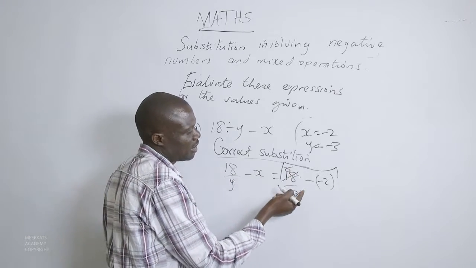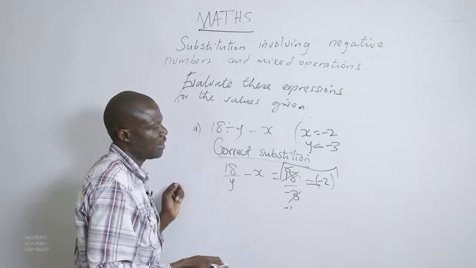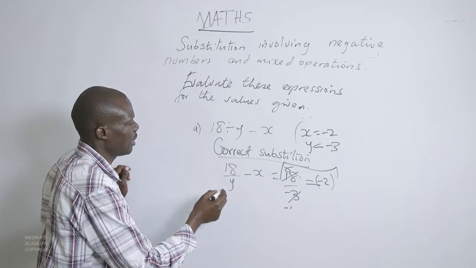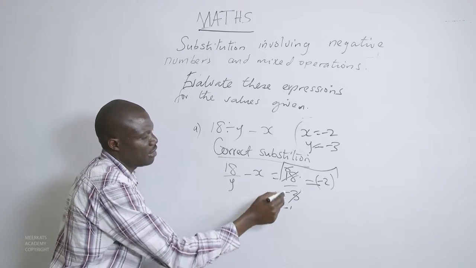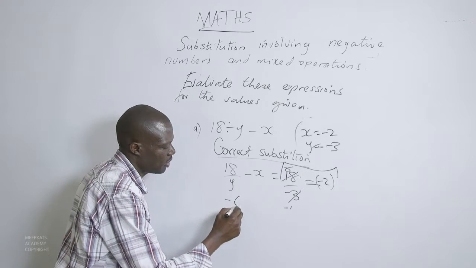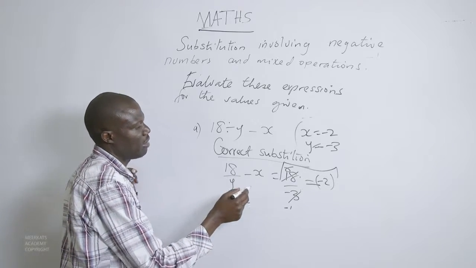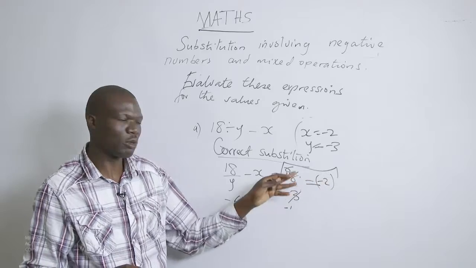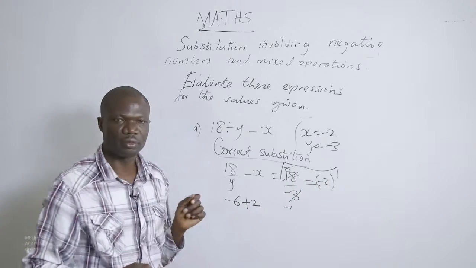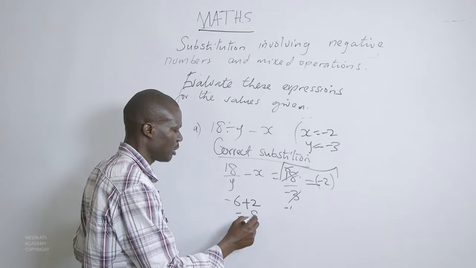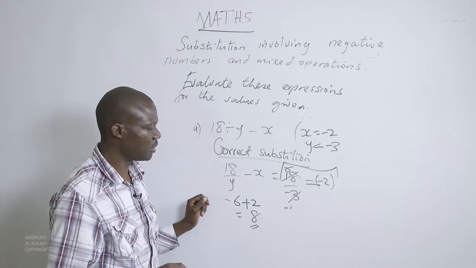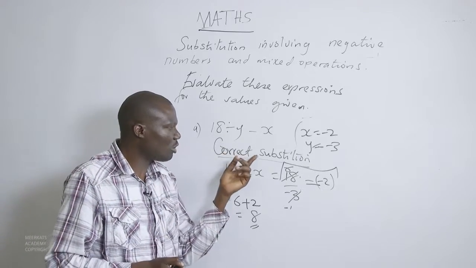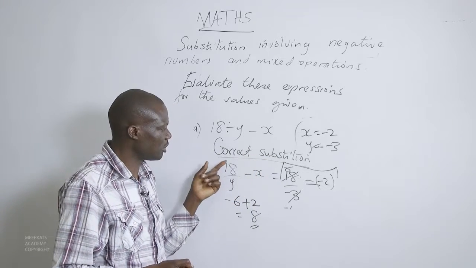Having gotten that, we move ahead and resolve what is here. Minus minus 2 will simply mean a plus 2. So for that case, we shall have 6 divided by minus 1, which is negative 6, and then this side we had minus 2, which is the same as plus 2. When you add this, what you get is 8. So the knowledge behind this is doing what we call the correct substitution.